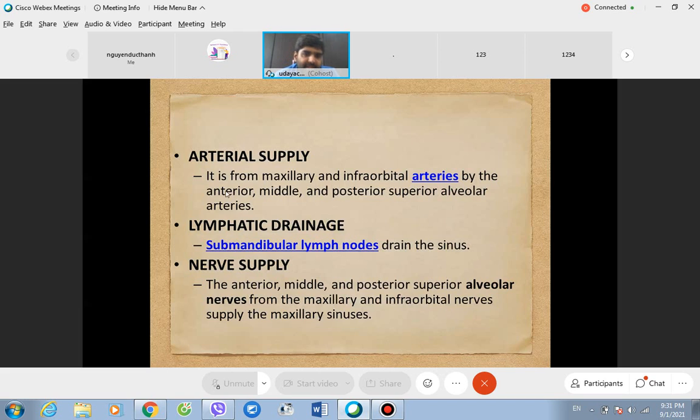Coming to the arterial supply of the maxillary sinus, it is from maxillary and the infraorbital arteries by the anterior, middle, and posterior superior alveolar arteries. Lymphatic drainage is into submandibular lymph nodes. The nerve supply is given by the anterior, middle, and posterior superior alveolar nerves from maxillary and the infraorbital nerve.